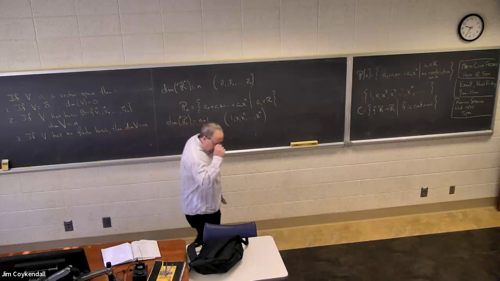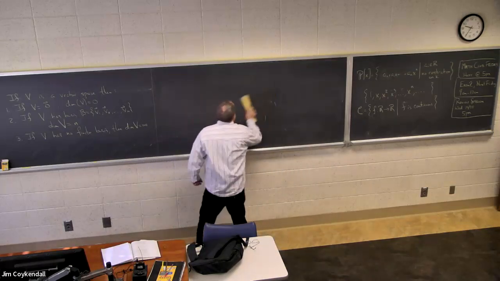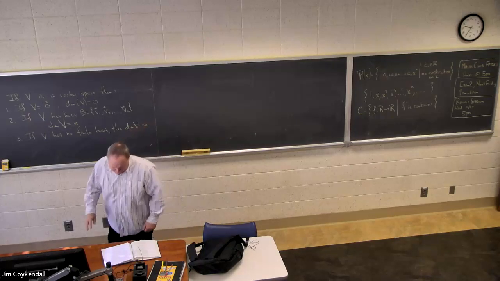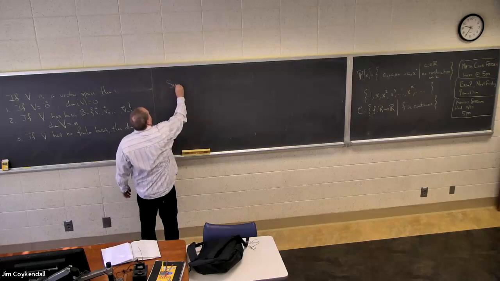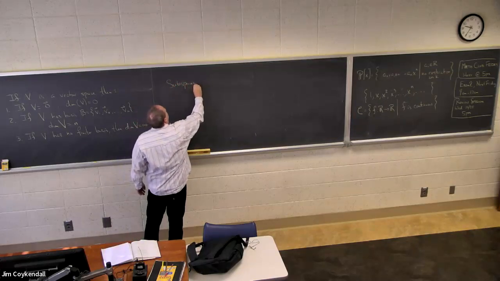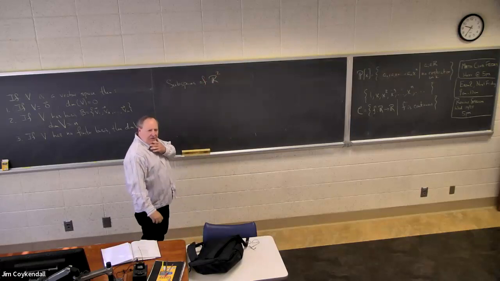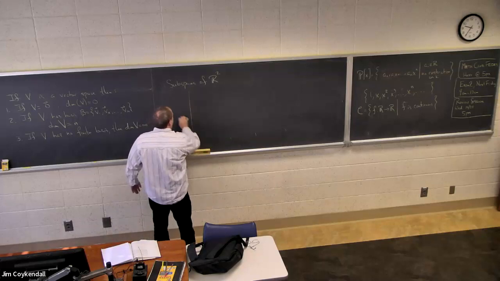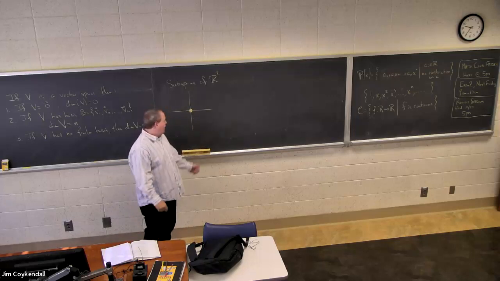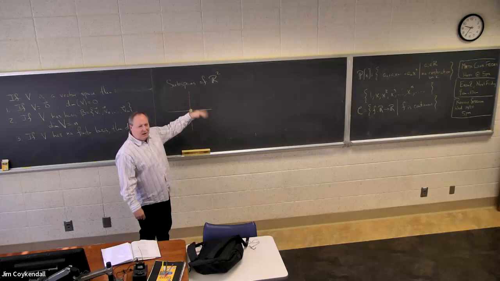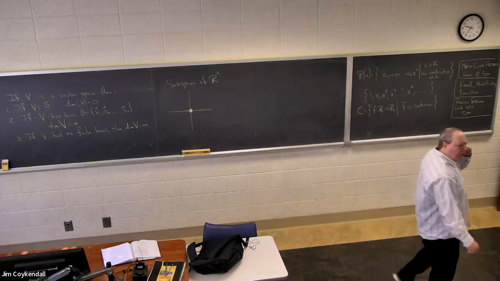Okay, here's another example. Here's something I wanted to interpret geometrically. How about subspaces of R2? What do subspaces of R2 look like? There's one of them, just the zero vector. Can somebody describe what the one-dimensional subspaces look like?